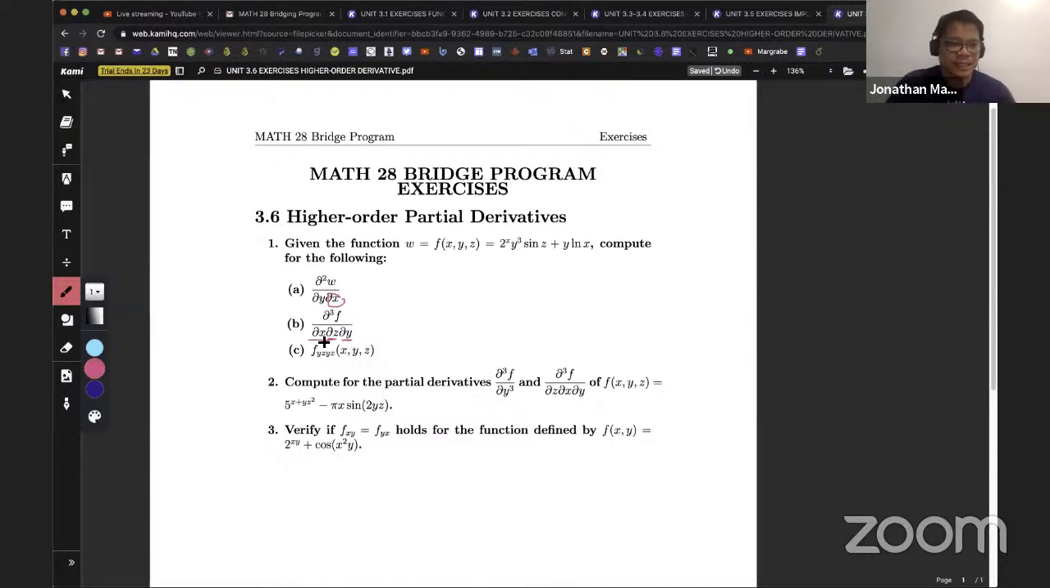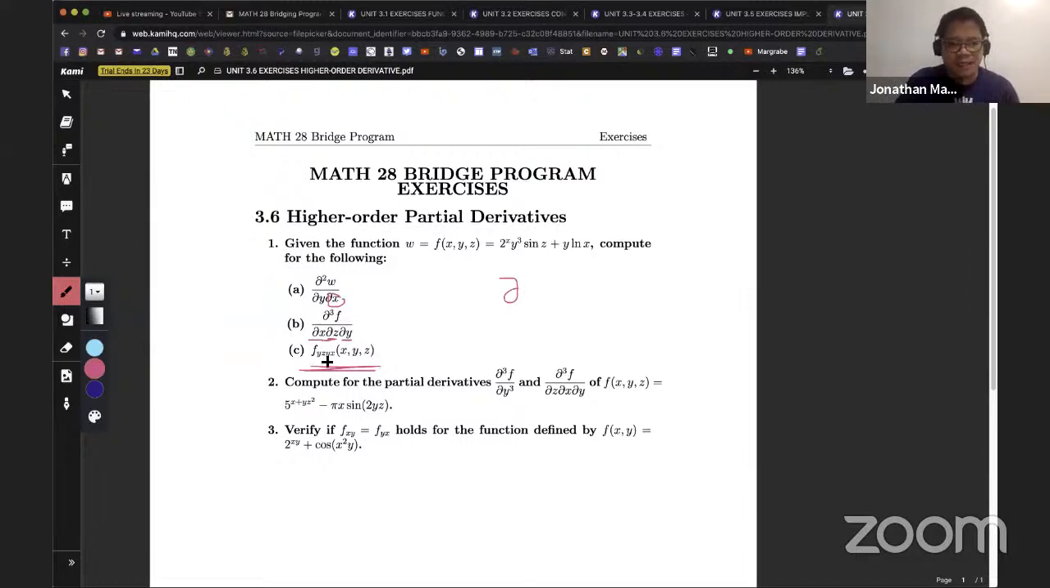letter C. Sa letter C naman, actually yung letter A and letter B, yung gumagamit ng partial notation, yung gumagamit ng ganitong notation to indicate the partial derivative. Okay? Ito ay galing kay Leibniz. That is actually the Leibniz notation. Okay? Doon sa letter C naman, yung naglalagay ka lang ng subscript ng mga variables, ito naman ay galing kay Newton. Okay? This is the Newton notation.